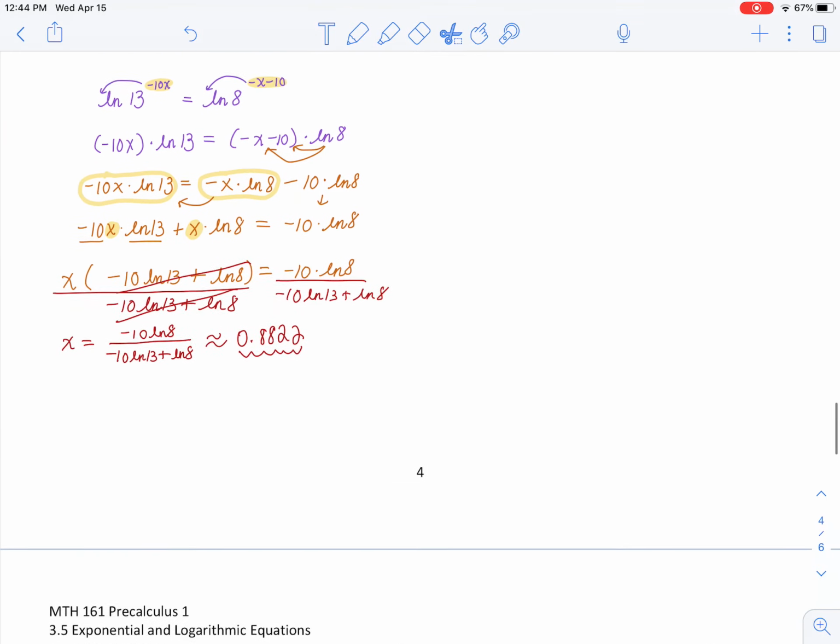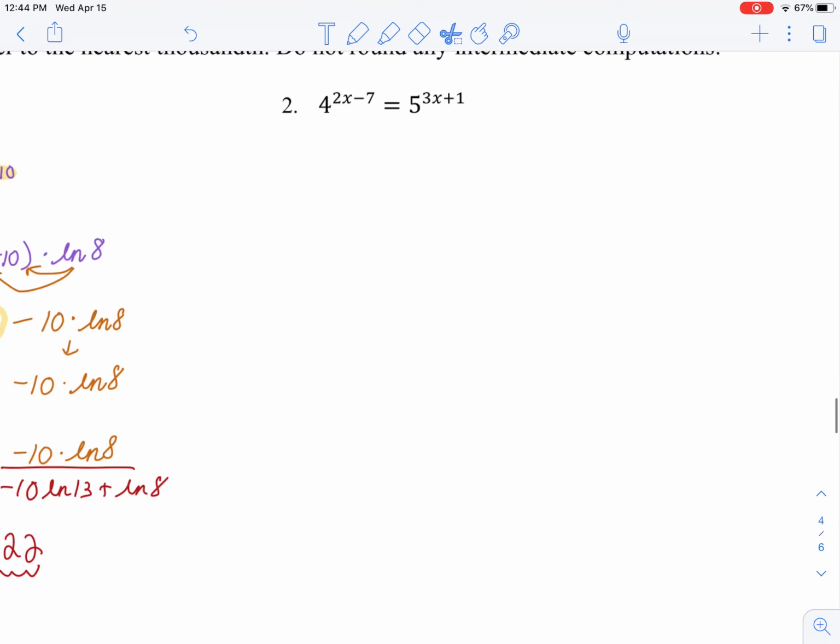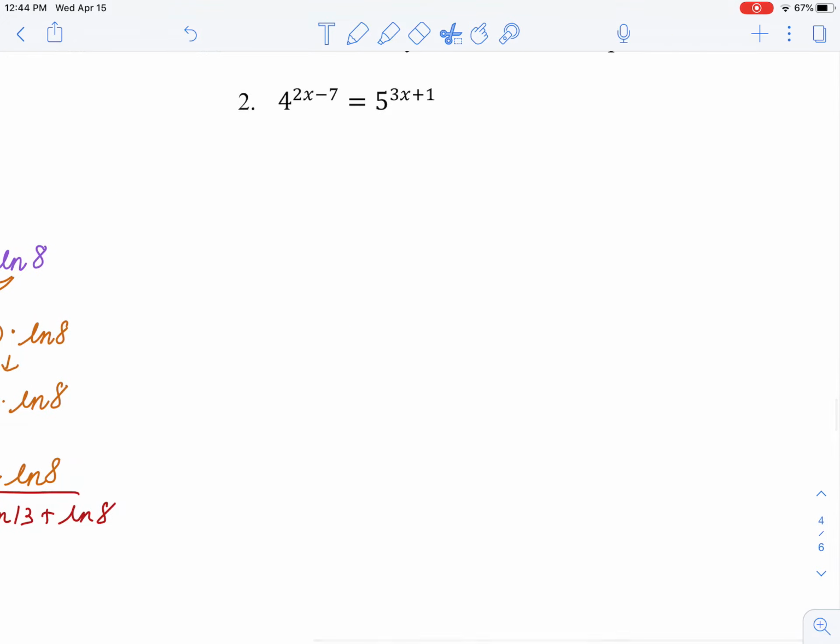You really do. All right, let's do the very last one, and I will wait for your 3.5 problem submissions, okay? All right, the very last one. I got 4 raised to the 2x minus 7th power equals 5 raised to the 3x plus 1st power. 4 and 5, they cannot be rewritten in a common base.